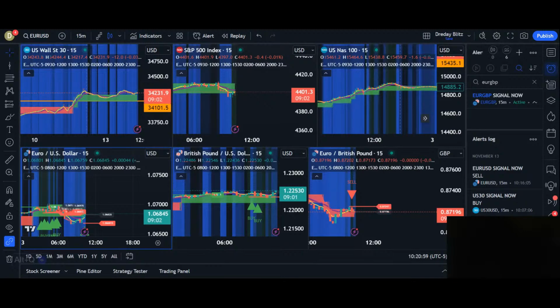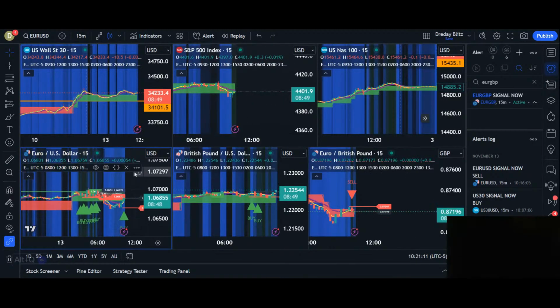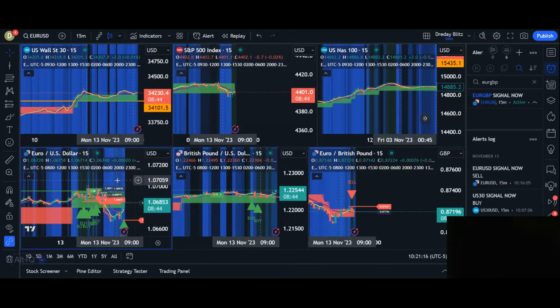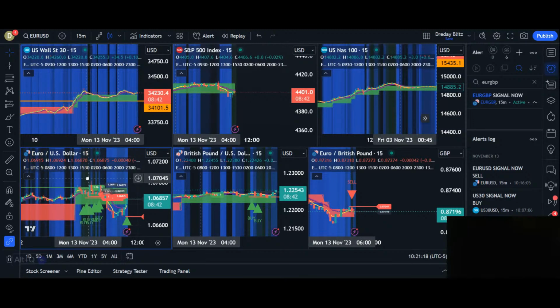I'll check it out after just to see. Maybe there was a mishap on the coding because it should be buy. But regardless, if you're looking for buy, if the Renko is going long, we're looking for long position only. Okay.